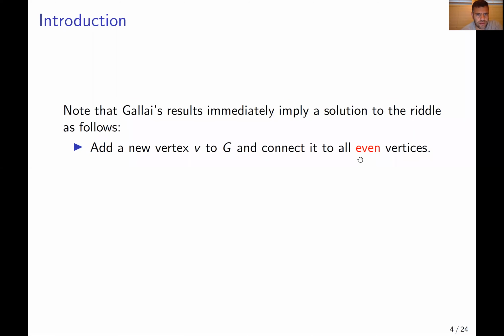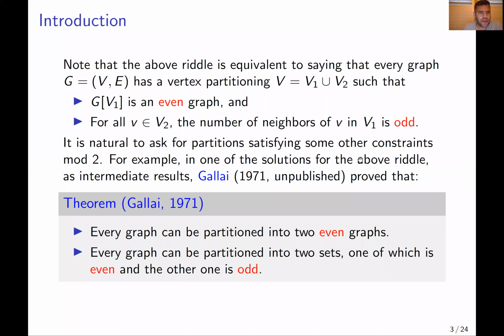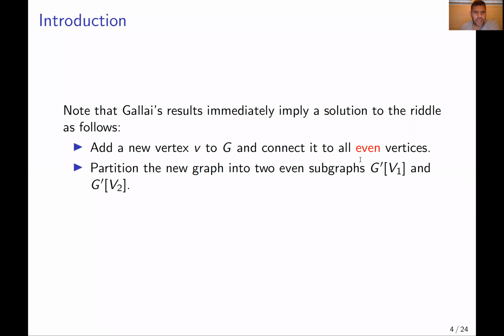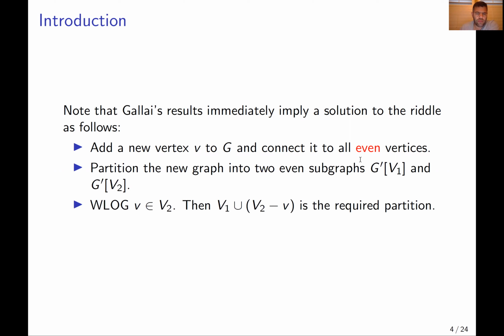And let's see, it's not even a hint, right? Because the first bullet is a bit complicated, but if you believe these two theorems, let's show how Gallai's result immediately implies a solution to the riddle. You can just take a graph G, add a new vertex V and connect it to all the even degree vertices. And now you can partition the new graph, with the new vertex V, into two even subgraphs. Without loss of generality, we can assume that this vertex is in V2. And therefore, V1 union V2 minus V is the required partition, right?